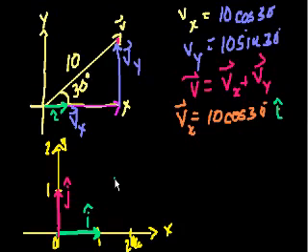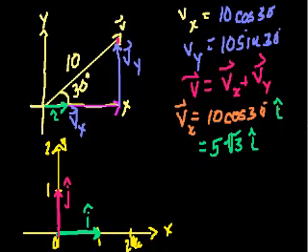Does that make sense? Well, the unit vector i goes in the exact same direction, but the x component of this vector is just a lot longer. It's 10 cosine 30 degrees long, and that's equal to what? Cosine of 30 degrees is square root of 3 over 2, so that's 5 square roots of 3 i.